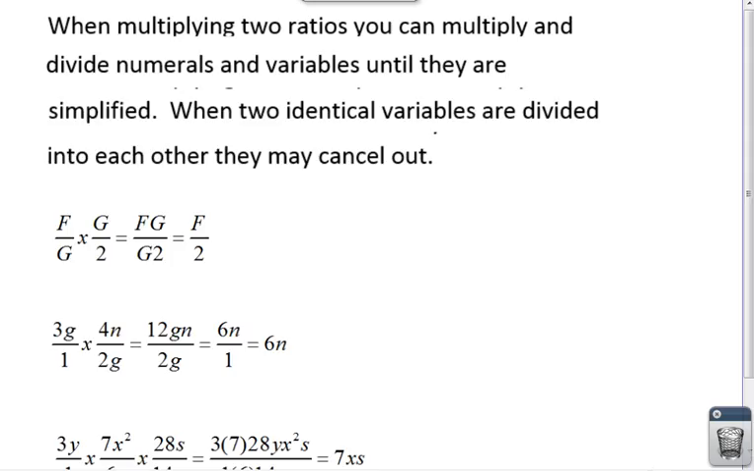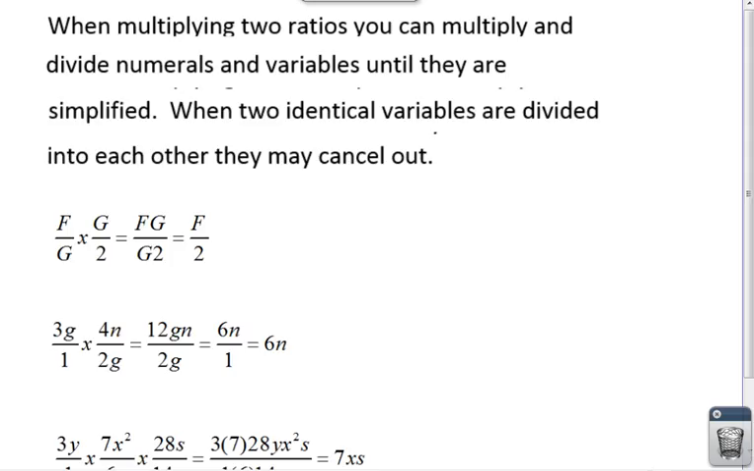When you're multiplying two ratios, you multiply and divide the numbers and the variables and then simplify them. This is one skill we will definitely use a lot when we get into grams and meters and molarity and moles and a bunch of new terms. Terms are going to be new and unique just to chemistry.